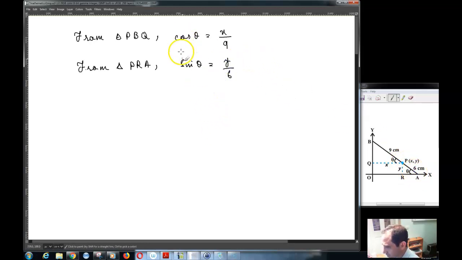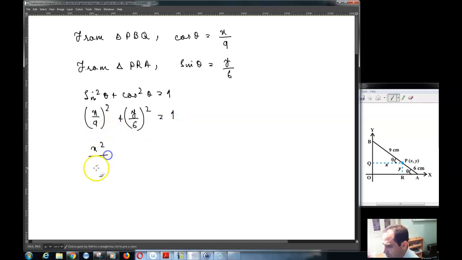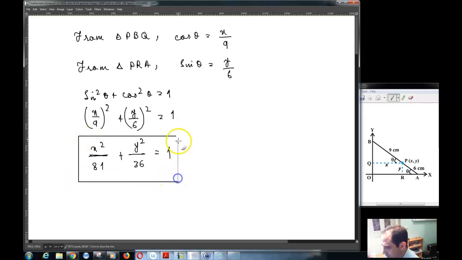Now you know from your trigonometry that sine squared theta plus cos squared theta is equal to 1. So you can write (x divided by 9) whole squared plus (y divided by 6) whole squared is equal to 1. That means x squared over 81 plus y squared over 36 is equal to 1. And that is an equation of an ellipse.